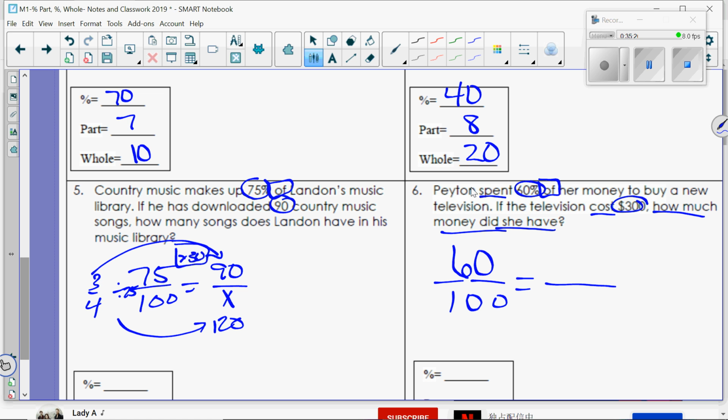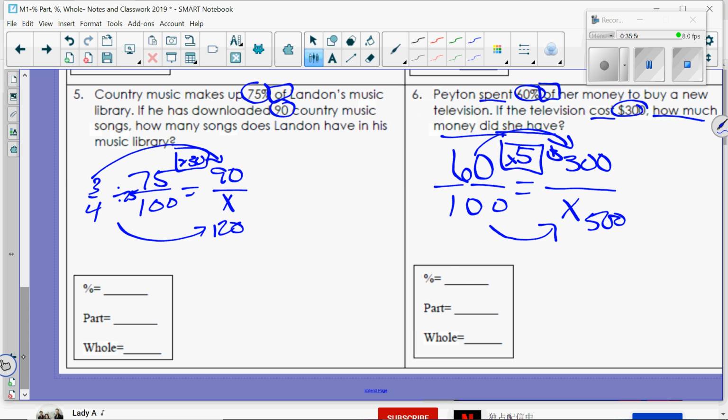Of her money. Do we know what her money was? That's what we're trying to find, right? Yeah. So I don't know that, so I put in a variable. The only number left is $300. How do I go from 60 to 300? I'm going bigger. Now multiply by 5. Multiply by 5. So guess what I do on the bottom? Multiply by 5. So my percent was 60. The part was the 300, and our whole was 500.